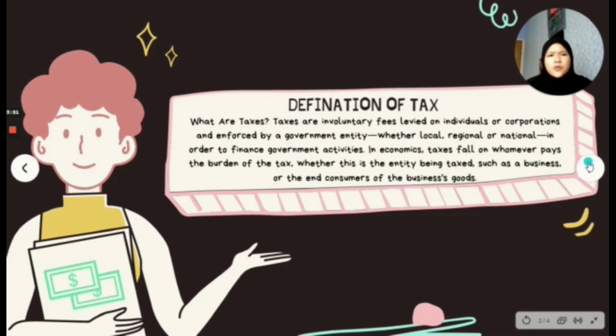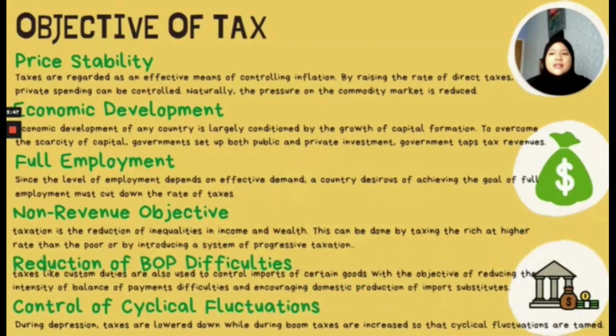Next, why do we need to pay the tax? What is the objective of paying the tax? So the first one is price stability. For price stability, by tax we can control the inflation. So next is economic development. For economic development, to overcome the scarcity of capital, government sets up private and public investment through government tax revenue.